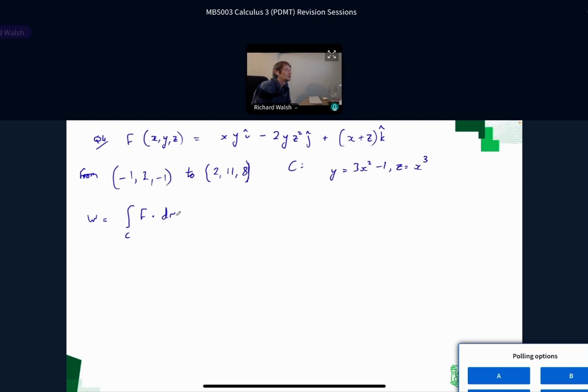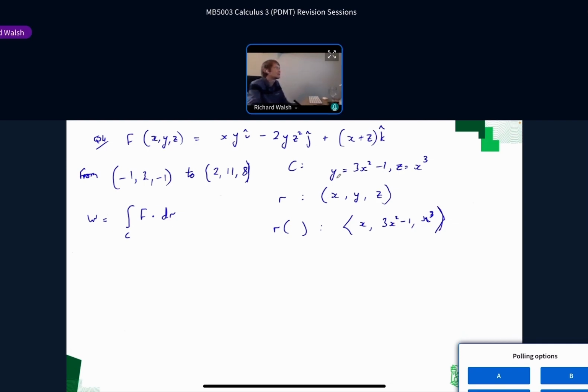So, R in general will be X, Y, Z. So R in terms of T, like our X will be X, our Y will be 3x squared minus 1 from above, and our Z will be X cubed. From above.